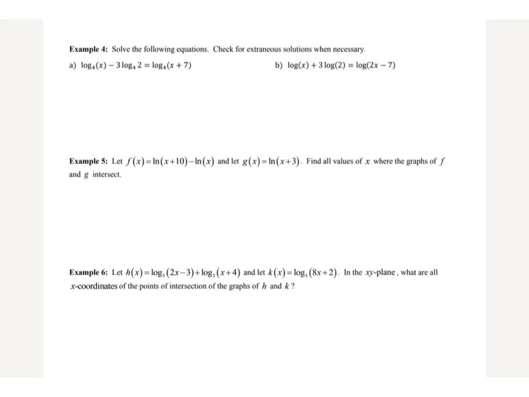All right, so we're finishing this page. We've got example 4. It says solve the following equations. We're in the same mindset: check for extraneous solutions. What's my domain on this first one? Yes, x has got to be greater than 0, because of the x in the parentheses. So x is greater than 0, x is greater than -7. You're going to pick the bigger one. As long as we're bigger than 0, we're bigger than -7, right?